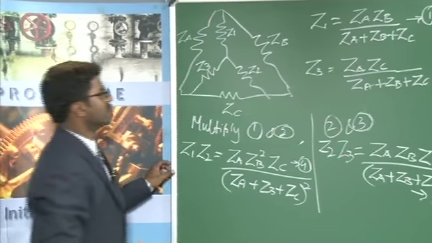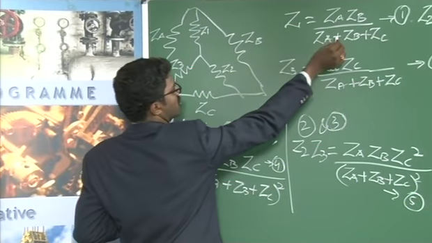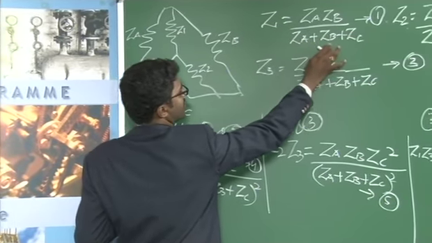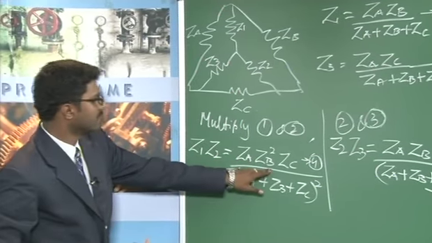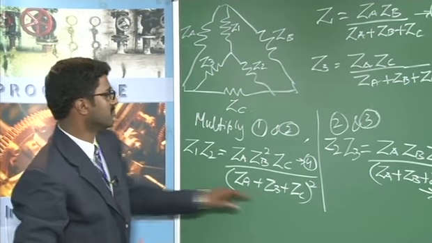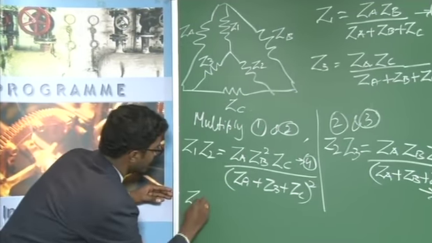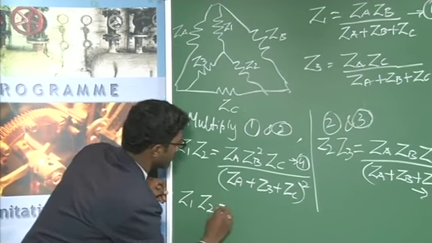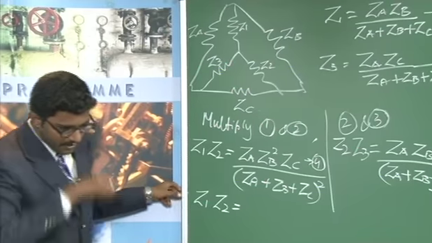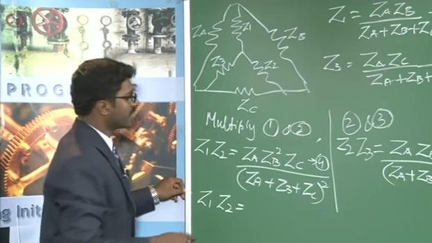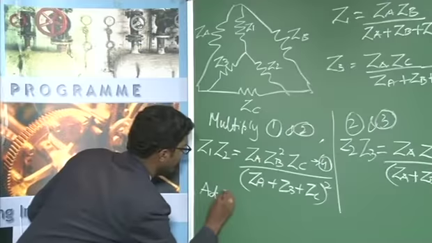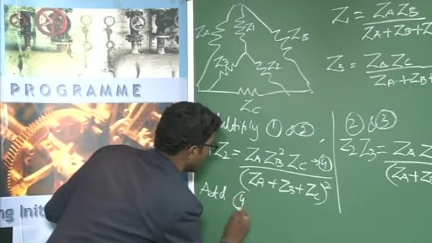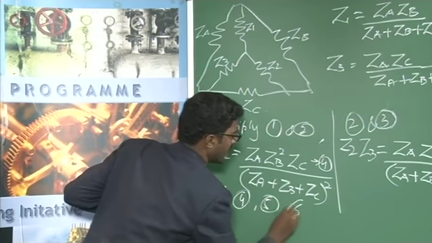Now what do we need to determine? We know that Z1 is equal to ZA into ZB divided by ZA plus ZB plus ZC. So you can represent this as Z1 into Z2. Add these three equations. Sorry, one second. Add equation 4, 5 and 6.